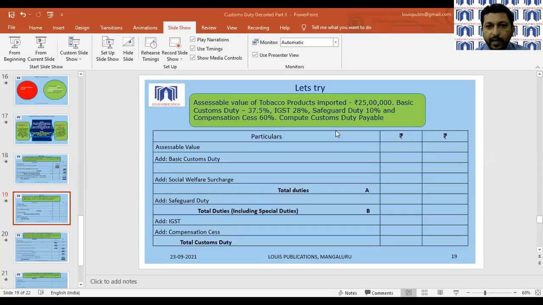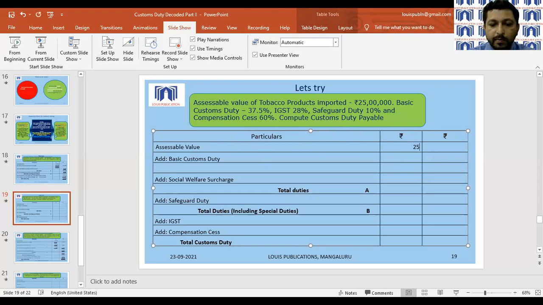We have assessable value of rupees 25 lakh. Basic customs duty is 37.5%. Safeguard duty, as mentioned, is 10%. IGST is 28%. Compensation cess is 60%. Compute customs duty payable.